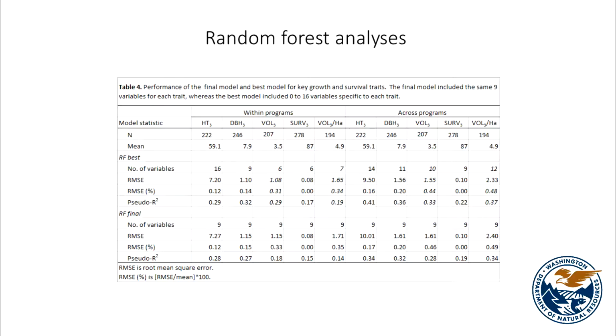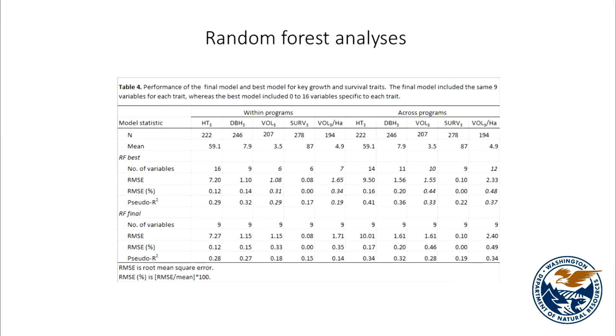And so what we wanted to do was compare the best model for an individual growth trait. So if you developed a model just using that growth trait, how good of performance could you get, versus if you use this model that we came up with that has 9 variables in it. And so that's what this table is summarizing. And we used height, diameter, and survival to develop the model, but we did not use volume or stand level volume. So these are all individual tree models or responses, but this volume per hectare is a stand level characteristic.